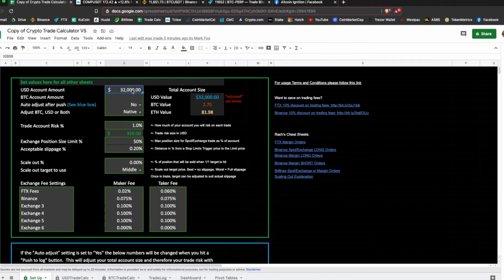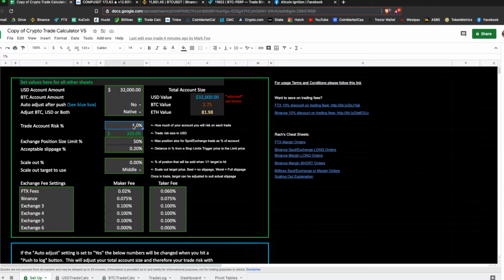So let's say you took a $1,000 loss, which you shouldn't if you're trading with correct risk management and position sizing. But let's say you took a $1,000 loss, you change this to 31,000, and on your next trade, you'll only be risking 1% of 31,000. And by reducing this, it's like the opposite of compounding interest. You can never run out of money in your trading account if you obey this principle. And likewise, if you make money, you can add to this, and that will increase your position size.